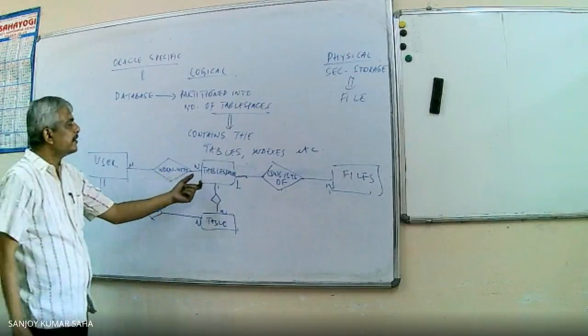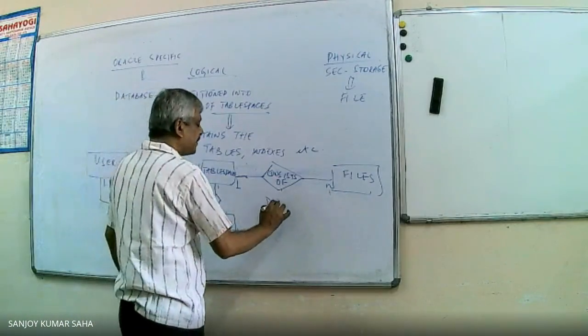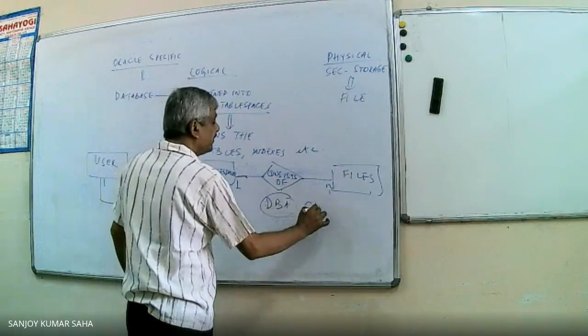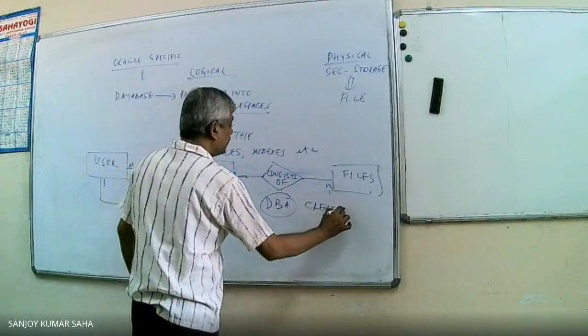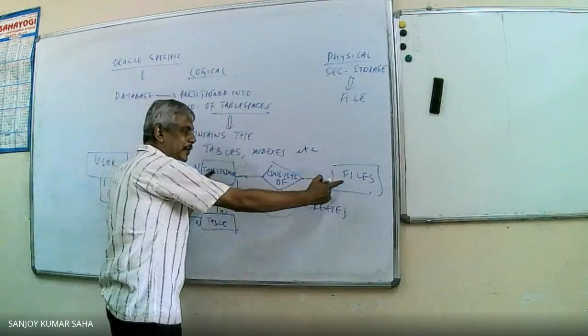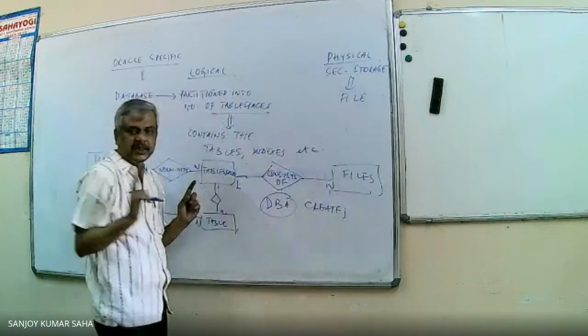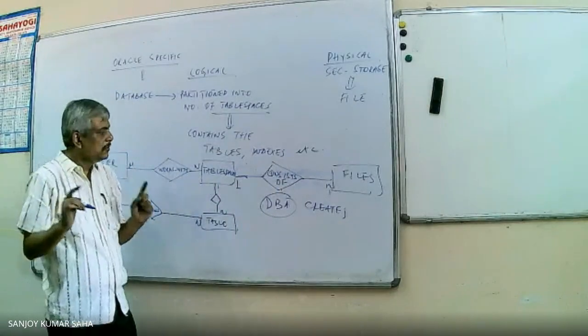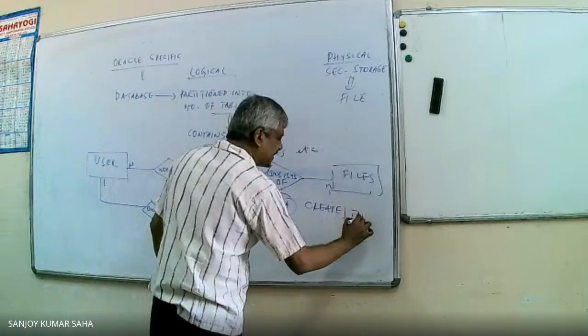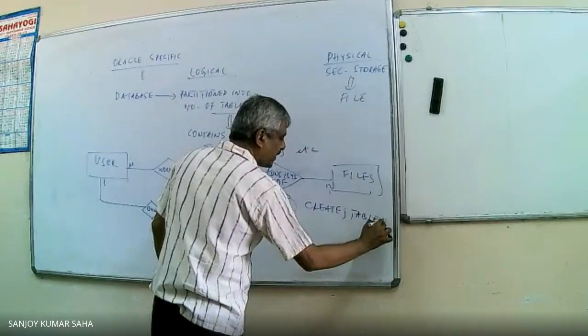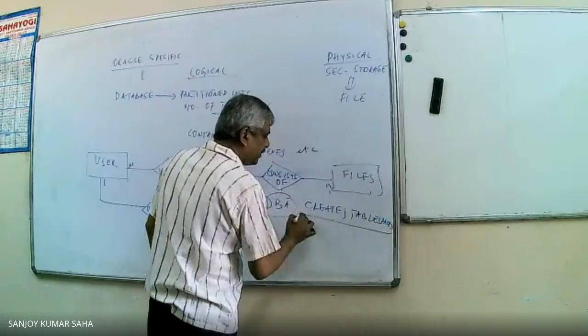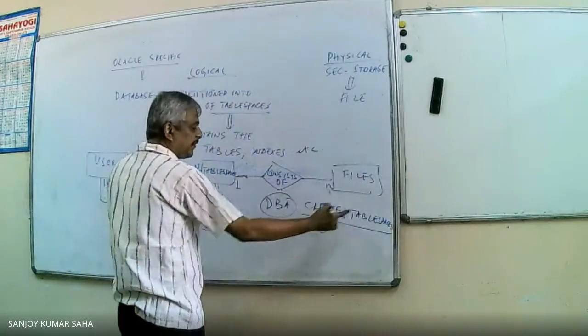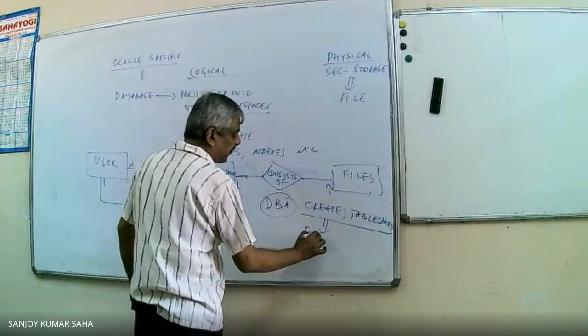Now see, the database administrator creates the table space. So at the table space level, we have the relationship between the logical and the physical. So the DBA creates table spaces, and at that time the DBA can specify for this table space what is the file name.